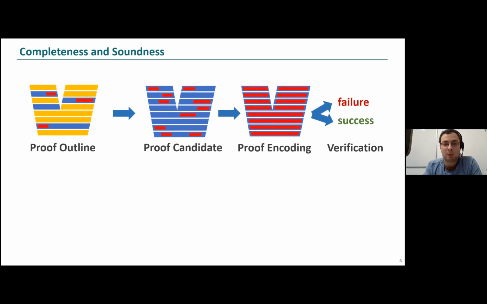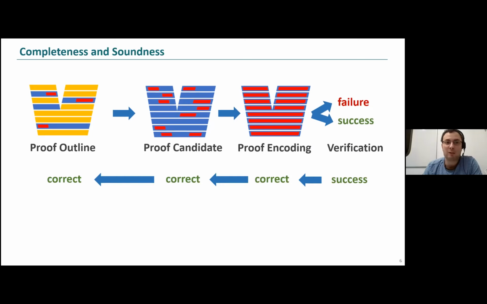Let's talk a bit about what soundness and completeness mean in this context. First, soundness. If verification succeeds, then the proof encoding is correct, then the proof candidate is correct, and then finally the proof outline is correct. So hopefully that is rather straightforward. Now for completeness.